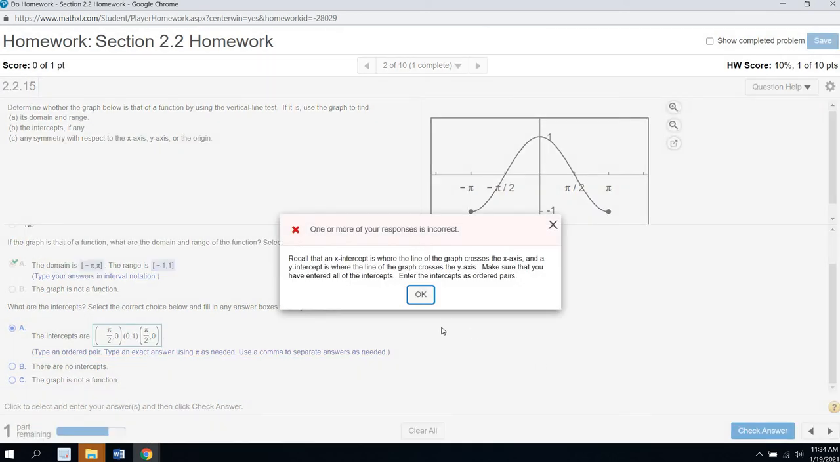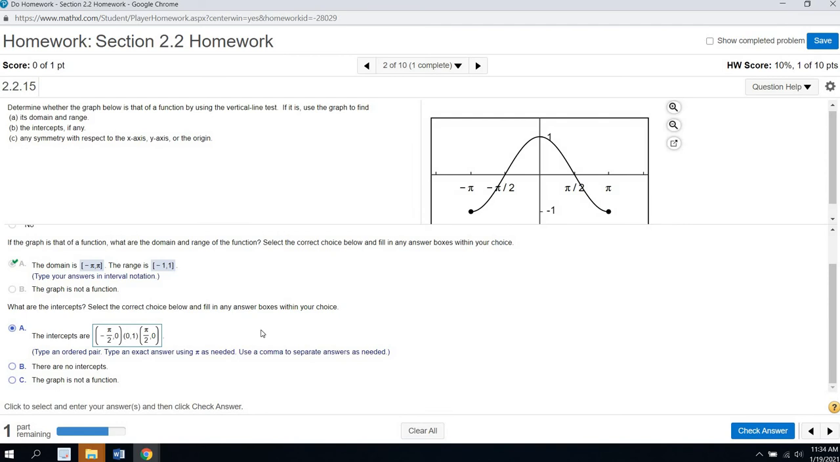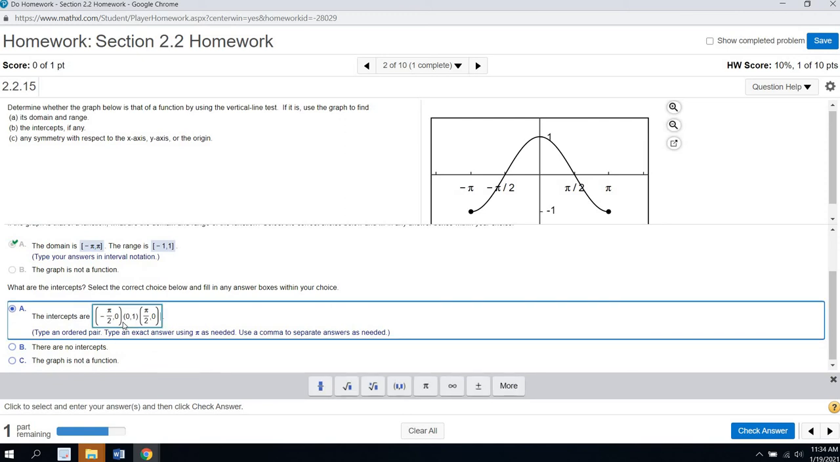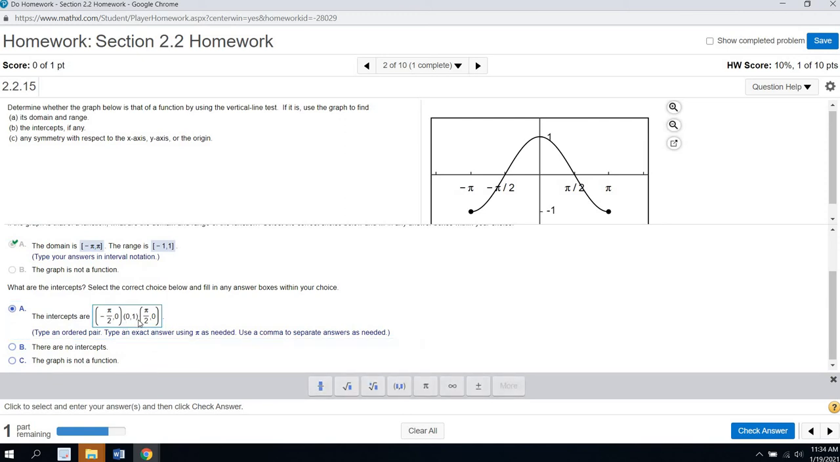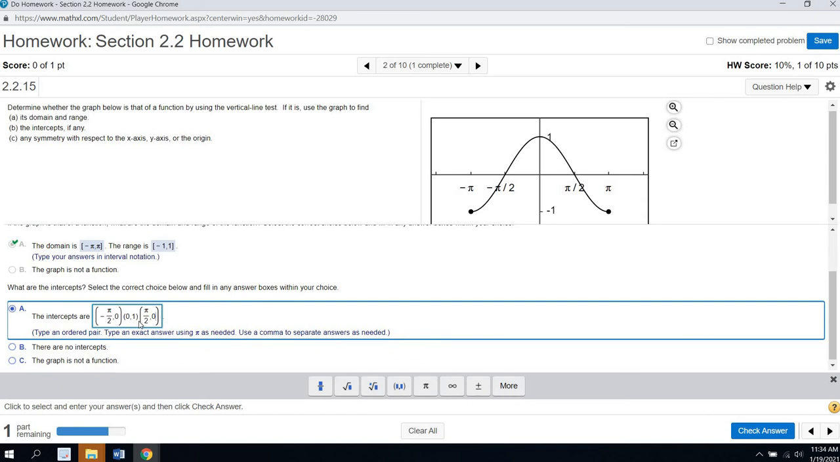So it's going to take a little bit to enter those in. Check that answer. One or more incorrect. And here's the problem. I don't think I separated them. So use a comma to separate those. So that's really important. So let me get in here. I think the only reason why I missed it was because I didn't have commas in there. So let's see where my cursor is. Now it's in the right place.